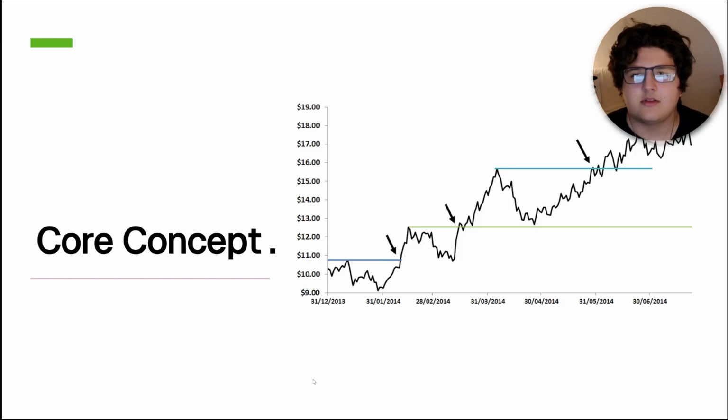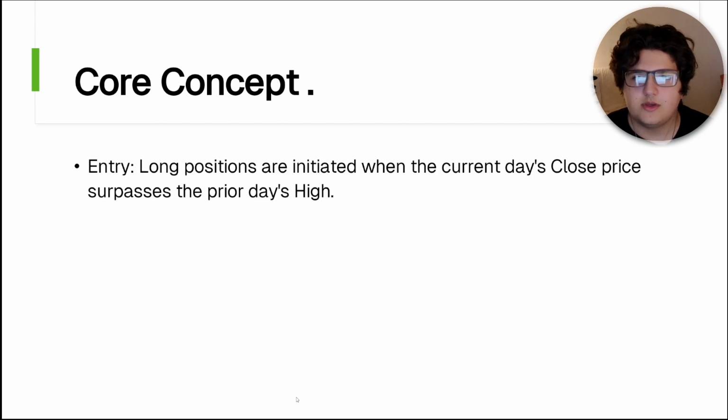First, let's understand the core concept. A breakout strategy aims to capitalize on price movements exceeding predetermined levels. Traditionally, these levels involve subjective support and resistance, or they use technical indicators like moving averages. But for today's example, we're going to be using something that can be fully quantified and coded.